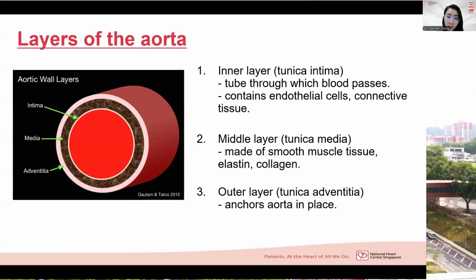The middle layer is slightly stronger. It has smooth muscle tissue, which allows the artery, the aorta, to actually expand with each heartbeat. It contains elastin and collagen as well. The last layer is the adventitia. It is the layer that helps to anchor the aorta in place within the body itself.